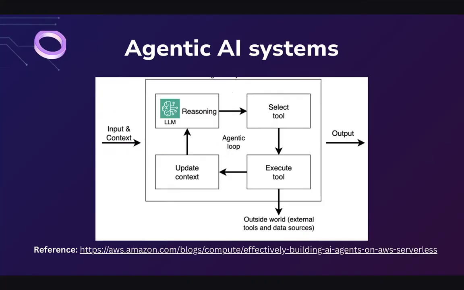The first one, the LLM does reasoning. It reads the input and thinks about what action to take next. The second one, as you can see, it selects the tool, a specific function or API it wants to call, such as a database query or some calculation. The third one is to execute that tool. When the tool runs, it connects to the outside world and returns a result.